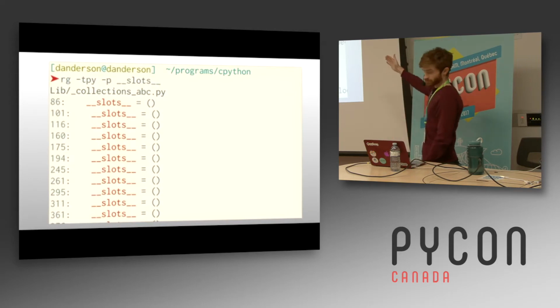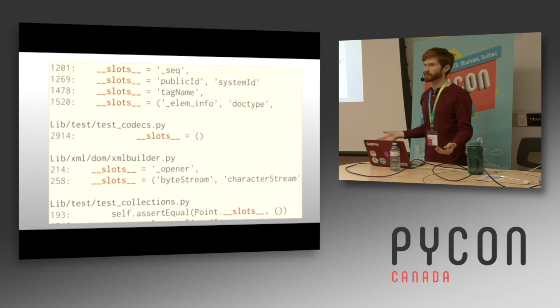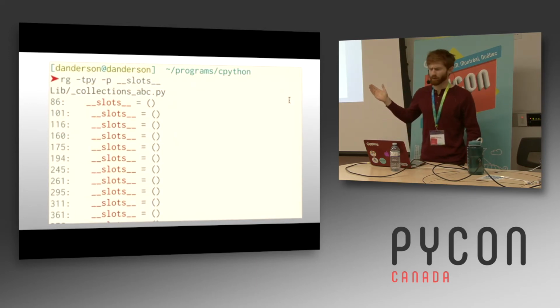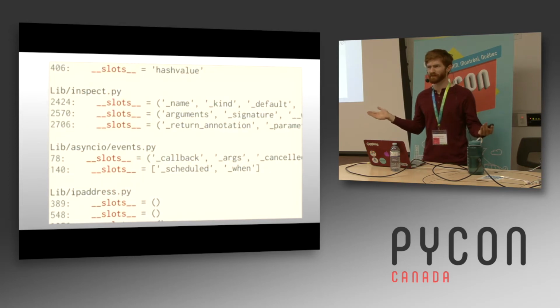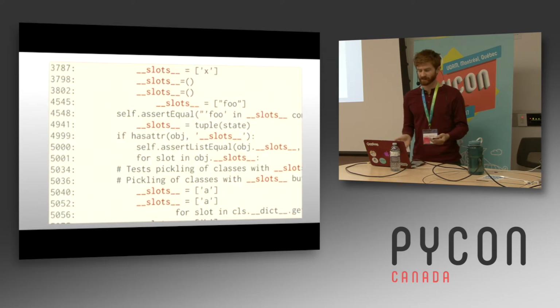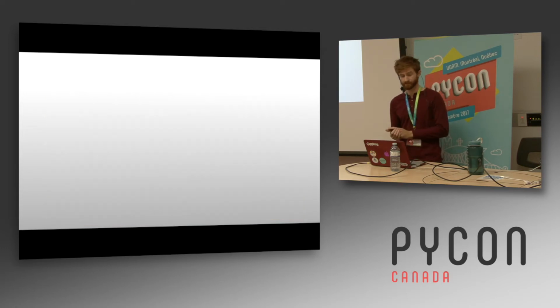But if we grep for DunderSlots in Python source code, we'll find that it's really heavily used in the standard library. This makes me ask, why is it so heavily used in the standard library? And should I be using DunderSlots in all of my classes? The goal is that by the end of this talk, all of us will have an answer to these questions.